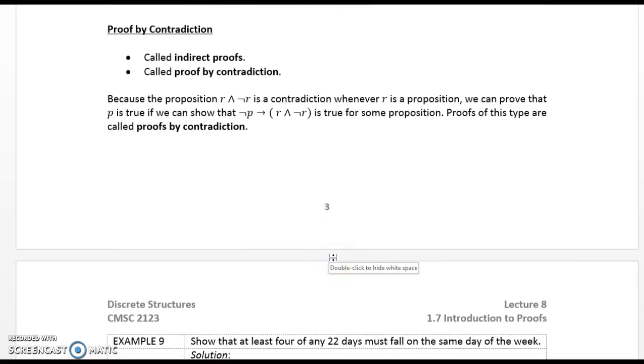Proof by contradiction. It is also called an indirect proof. Because the proposition R and not R is a contradiction whenever R is a proposition, we can prove that P is true if we can show that not P implies R and not R is true for some proposition R. Proofs of this type are called proofs by contradiction.